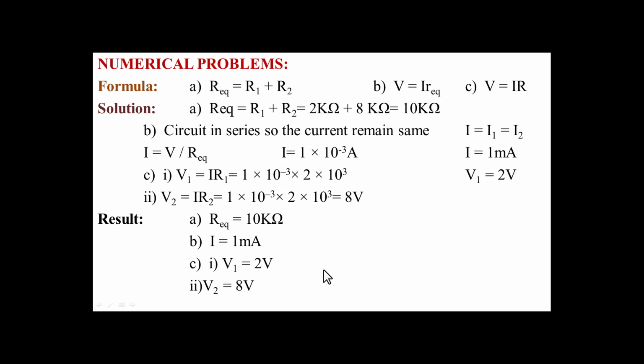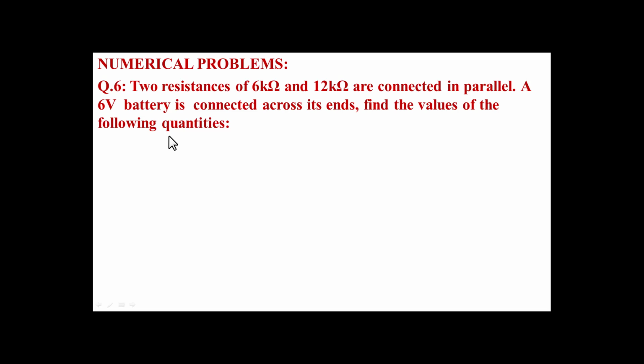Now let's start the next numerical problem, question number 6. Given statement: two resistances of 6 kilo ohm and 12 kilo ohm are connected in parallel. In the previous question, the given relation was in series, and in this question, the given relation is a parallel combination. A battery of 6 volt is connected across its ends. Find the value of the following quantities.